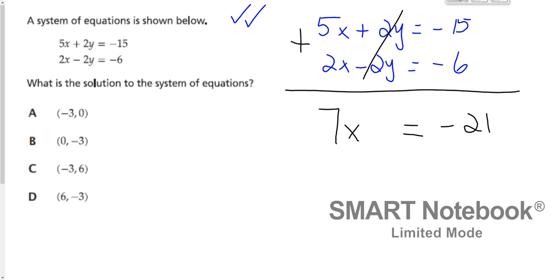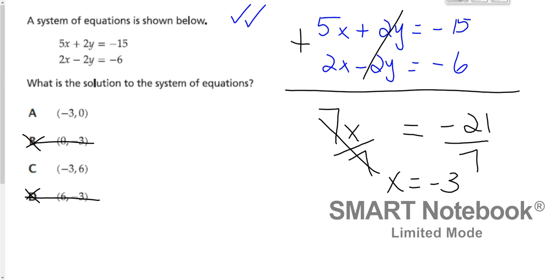So now, this is just a one-step equation. To get the x by itself, I divide both sides by 7, and I get x equals negative 3. I look at my choices, and I see that choice A and C both have an x value of negative 3. So I figured out the x value, but I still need to figure out the y value.